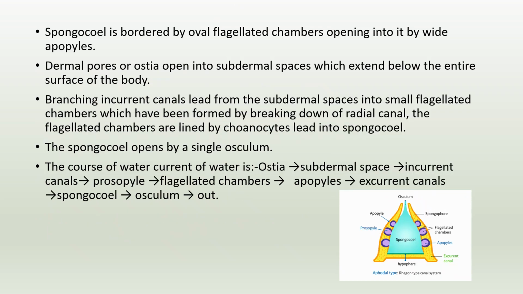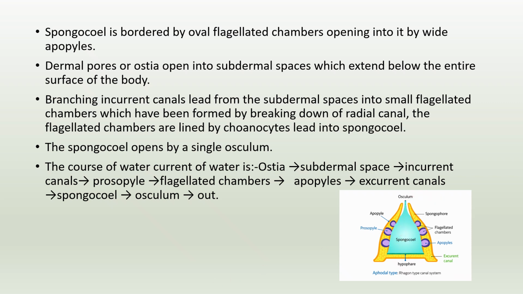So here the basal wall does not have any flagellated chambers, but the spongocoel is bordered by oval flagellated chambers which are opening into it by these wide apopyles. And the dermal pores or the ostia open into the subdermal space and get into the incurrent canals, and from the incurrent canals into the flagellated chambers, and these flagellated chambers have been formed by the breaking down of the radial canal. The flagellated chambers are also lined with choanocytes which lead into the broad spongocoel, and this spongocoel opens to the outside through the osculum.